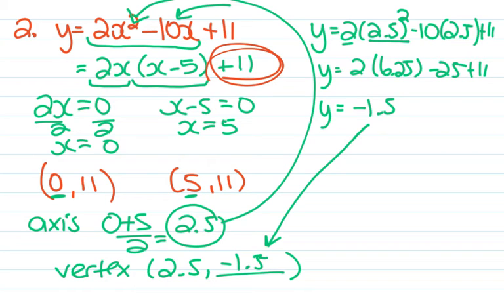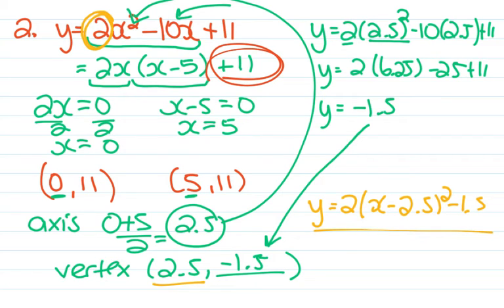So to put this into vertex form, I need to take the same a value from the original equation. So y equals 2, bracket, x minus h is 2.5, squared, plus k is negative 1.5. And that is now in vertex form.